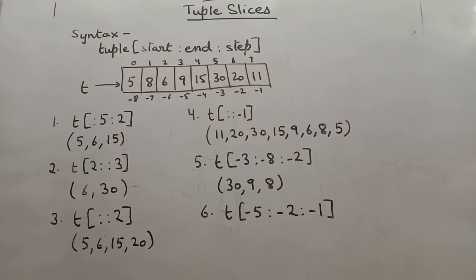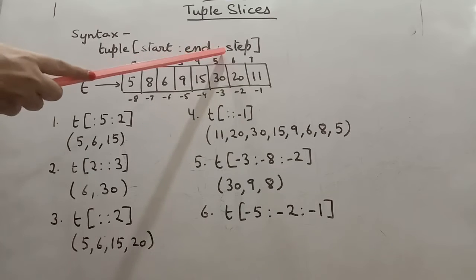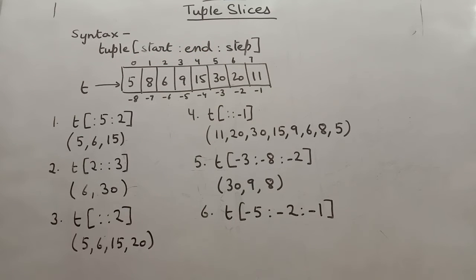First of all, the syntax of the slice. If you want to find out the tuple slice, the syntax is name of the tuple and within a square bracket you specify three things: starting index, ending index and step value separated by colon. Now this syntax is exactly similar to how you find the string slices and the list slices, right?